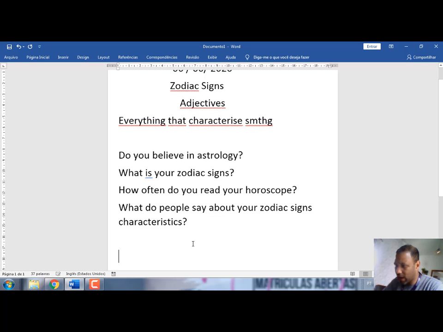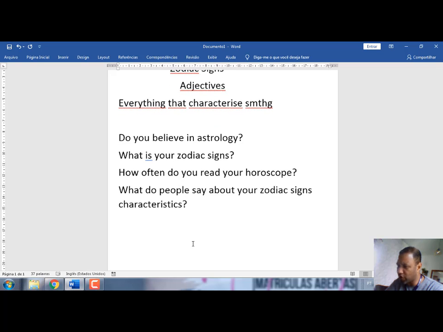All right. Okay, so guys, do you believe in astrology? What's your zodiac sign? How often do you read your horoscope? What do people say about your zodiac sign's characteristics? Okay, so let's see the adjectives using the zodiac signs. Let's start with the first zodiac sign that we have here. The first zodiac sign that we have here is Sagittarius.